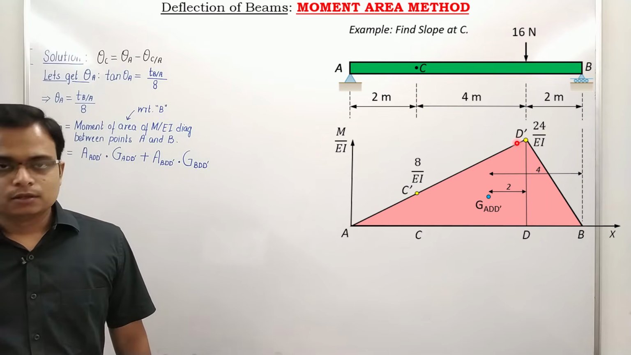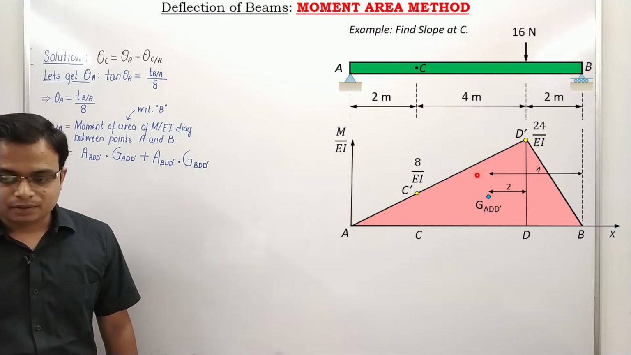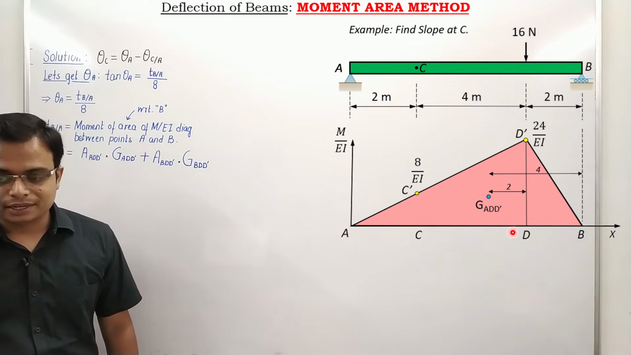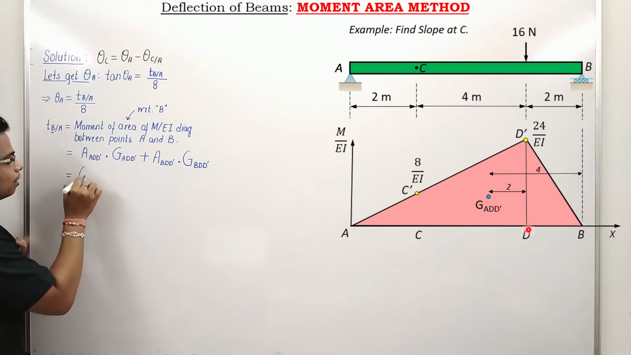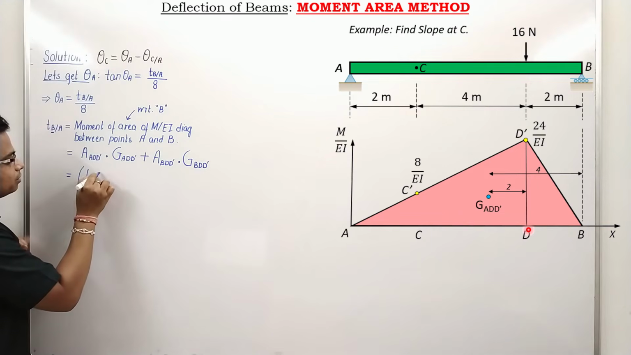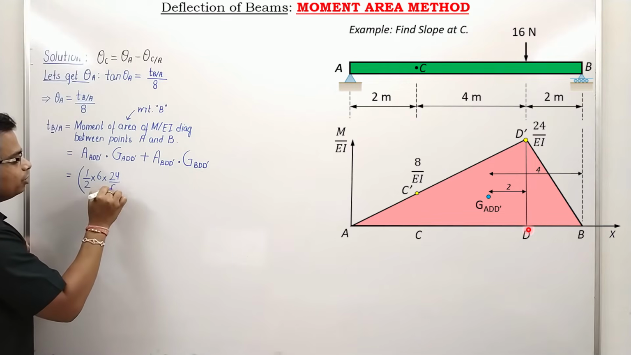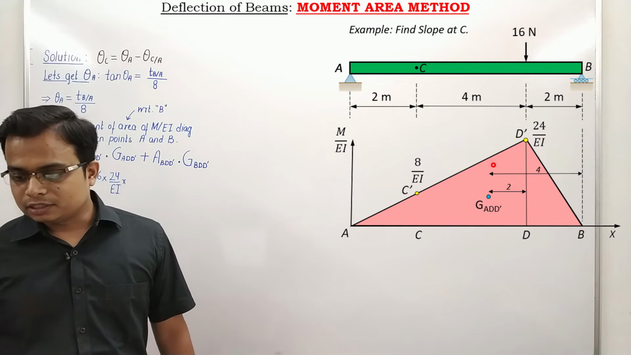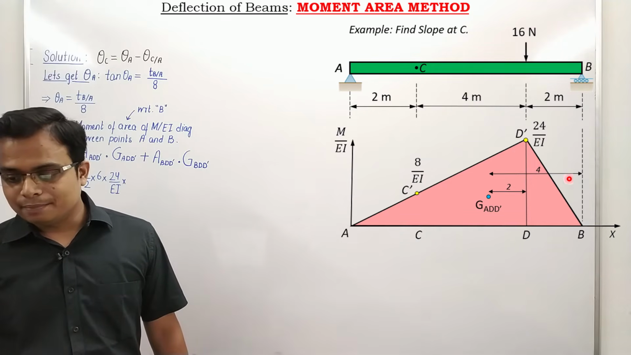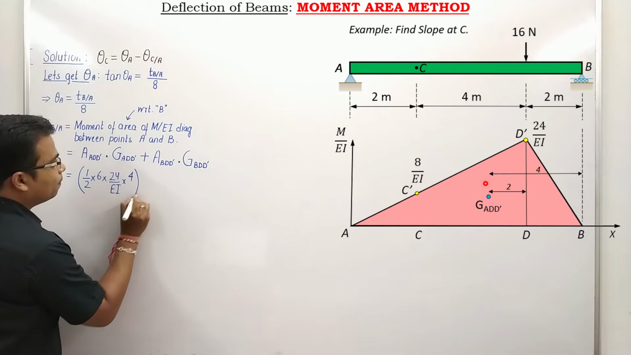So let us plug in the values. This area ADD' is half of base into height. Base is 6, height is 24 by EI. So the area is half of 6 multiplied by 24 upon EI. The distance of this centroid from this end B is 4, so just multiply it by 4 and we are good to go.